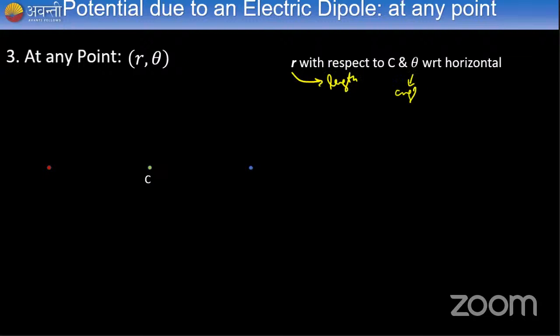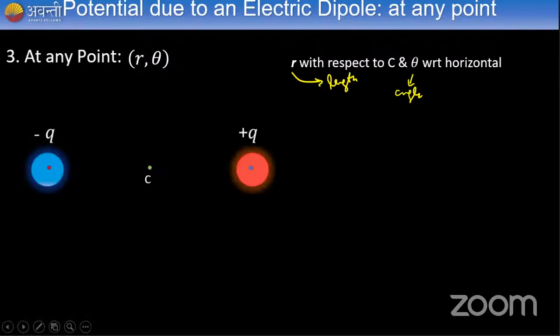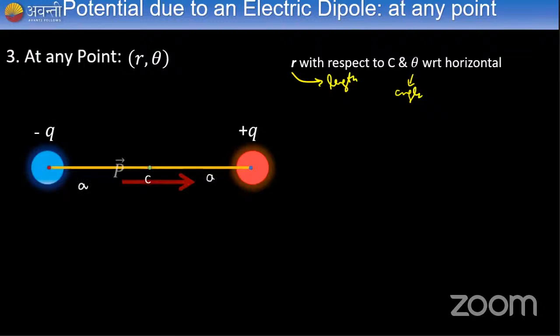Considering again my two point charges separated by a fixed distance of 2a, before we take any point r, what would be my dipole moment? Tell me the expression for the dipole moment. P equals q times 2a. In which direction do we get the dipole moment?